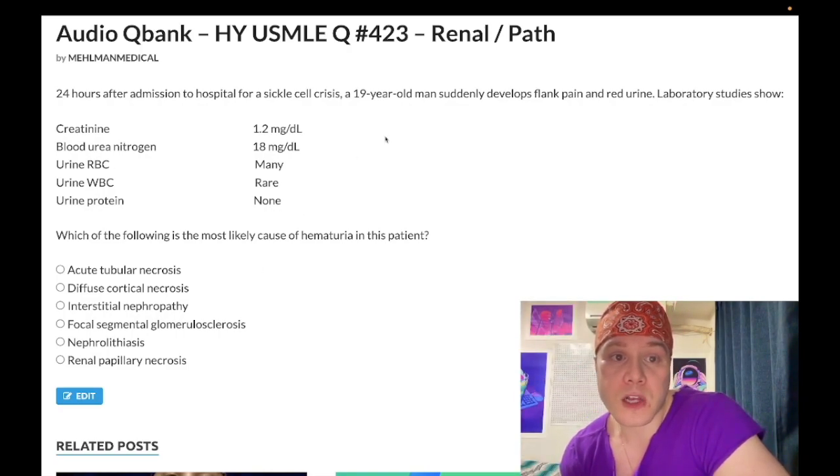24 hours after admission to hospital for sickle cell crisis, a 19-year-old man suddenly develops flank pain and red urine. Laboratory studies show creatinine at the upper end of normal at 1.2 milligrams per deciliter, should be 0.7 to 1.2. Blood urea nitrogen is normal at 18 milligrams per deciliter, should be under 20. RBCs many in the urine. White blood cells rare, no protein in the urine. The question wants to know the most likely cause of the hematuria, what's the diagnosis.